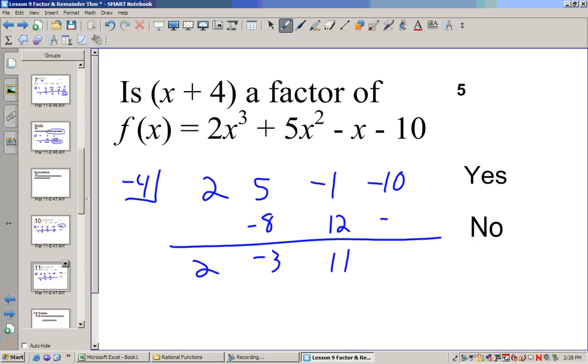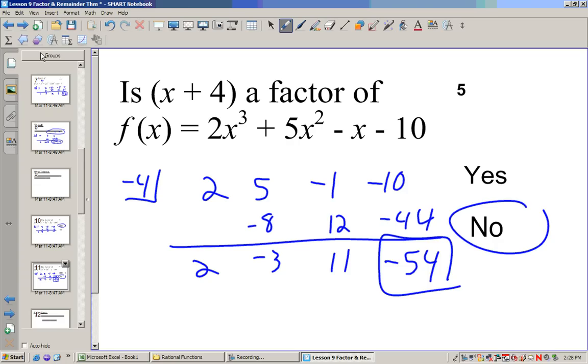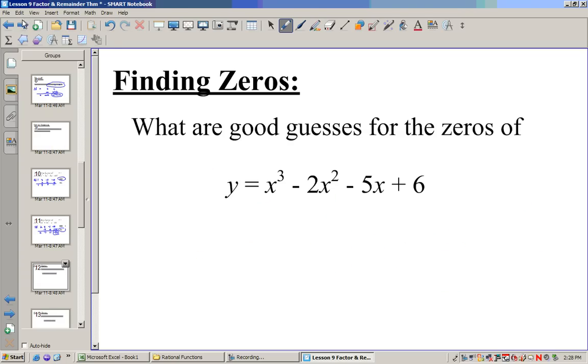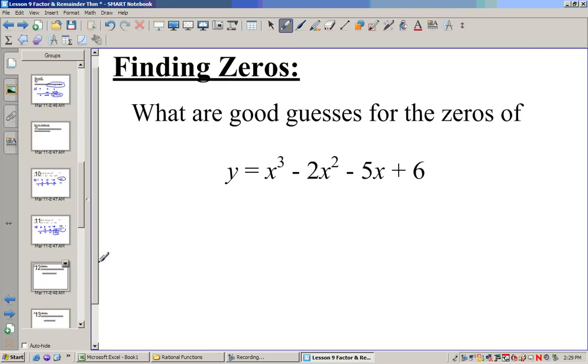Now, we're already up into -44. This is not going to be a factor because this remainder is going to be -54. Obviously not a factor. Now, what are good guesses for zeros in this particular situation? So from here on out, we're going to get an equation, and we're going to ask, how am I going to graph this? So what we need to do is figure out how we can divide this.